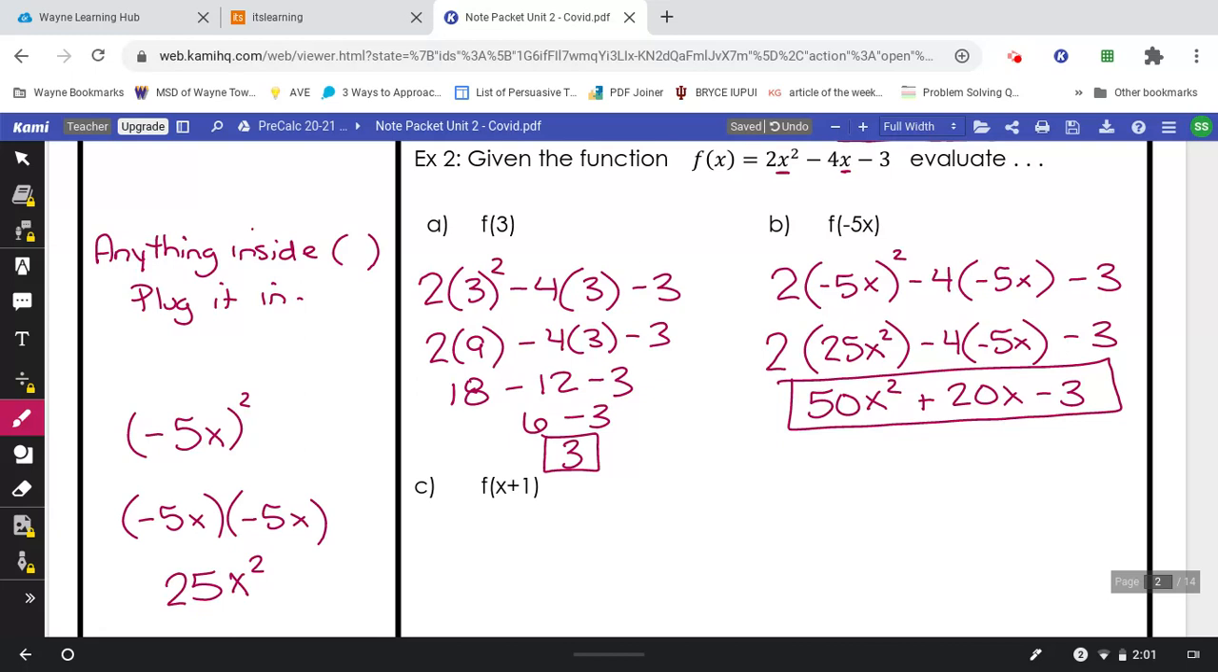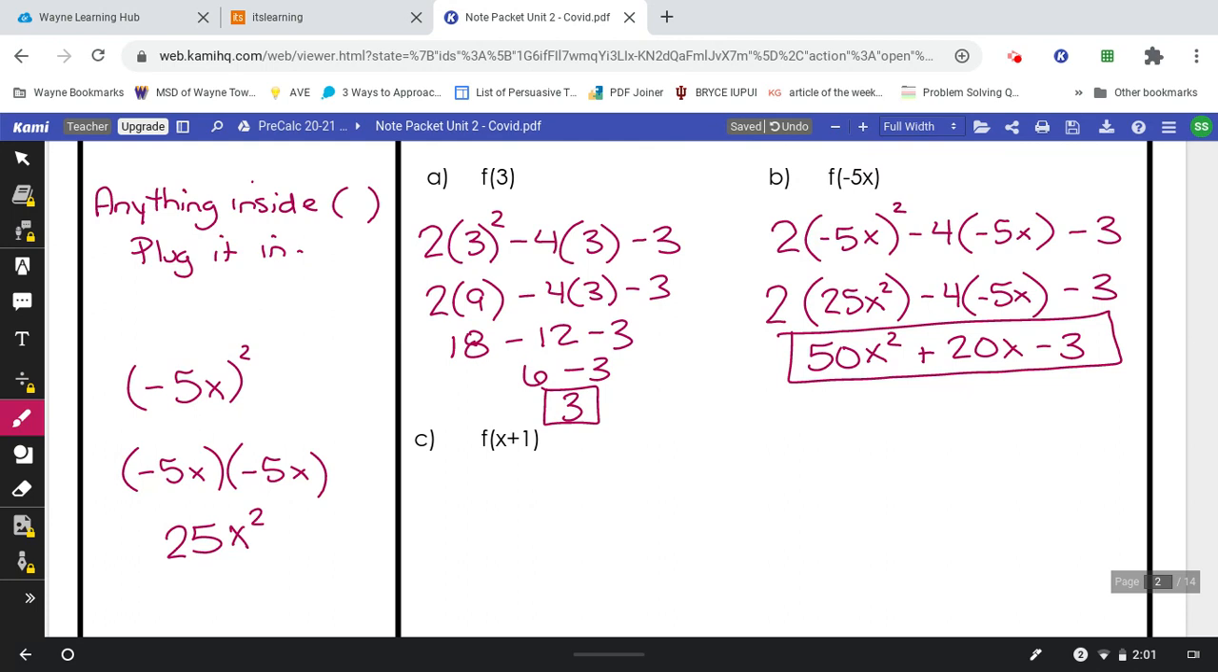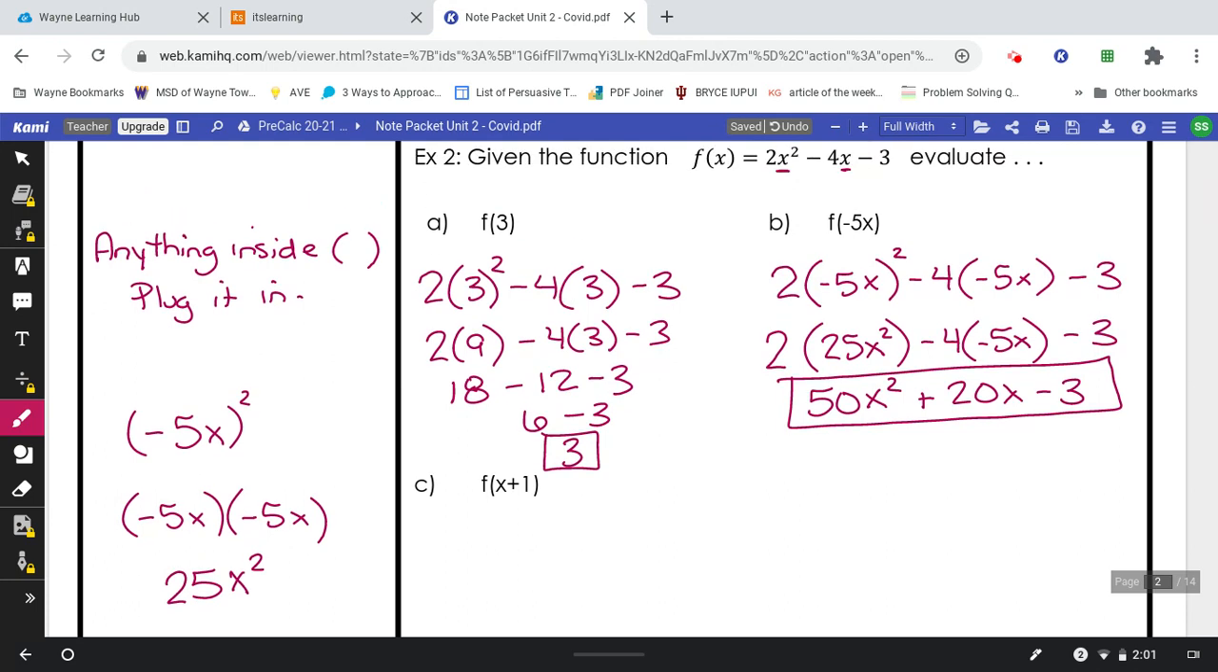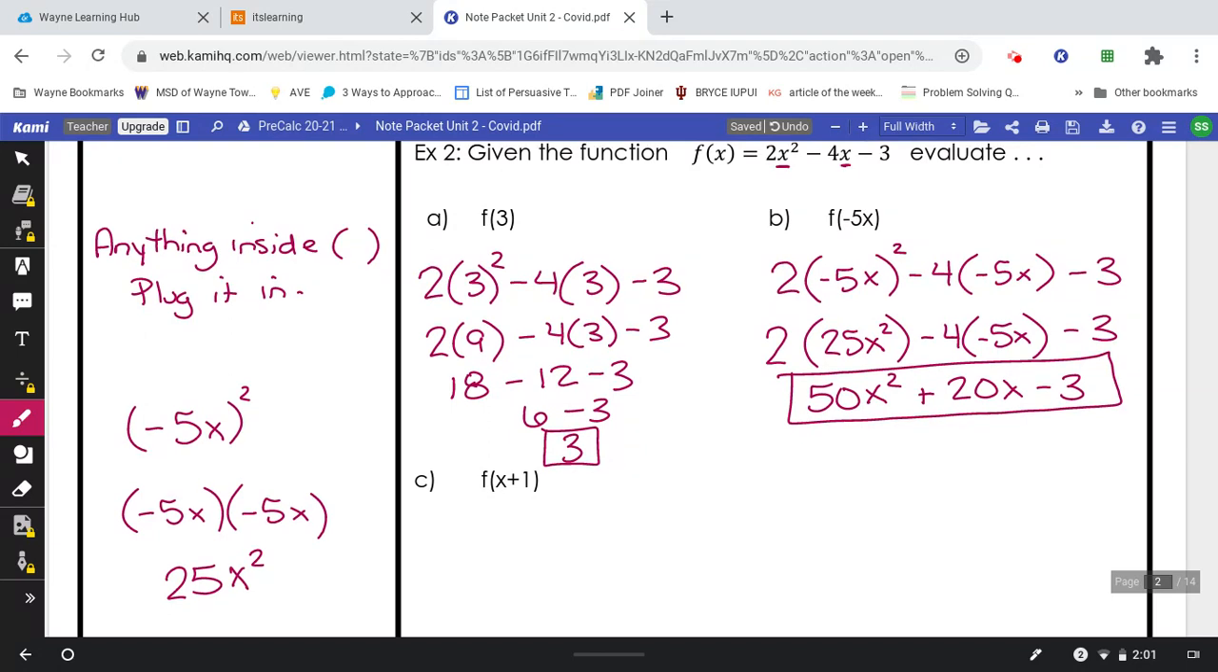For the last one, part C, same thing. We're going to plug in an x plus 1. So I'm doing one of each of these because they're all a little bit different. I want you to see the differences based on what's being asked to be plugged in. So this time we're going to plug in an x plus 1.